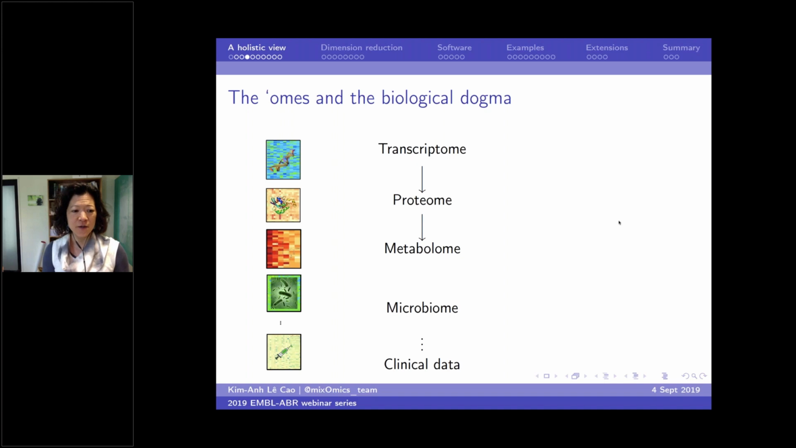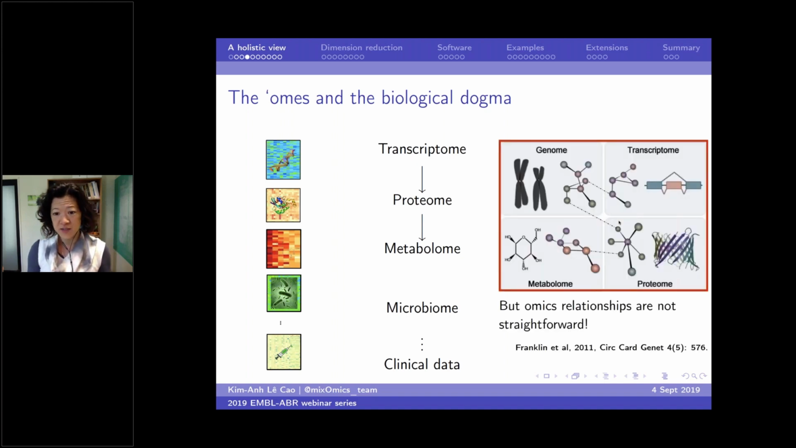So we know that there are different omics that we can monitor using those technologies. We can measure transcriptomics, proteomics, metabolomics. We know also that there is a biological dogma underlying those different omics. And so we can go from translation to expression to function. We can also measure other types of omics, for example, the microbiome, so the study of all the microorganisms in a specific ecosystem. And also there are other data types that we can have access to, such as clinical data.